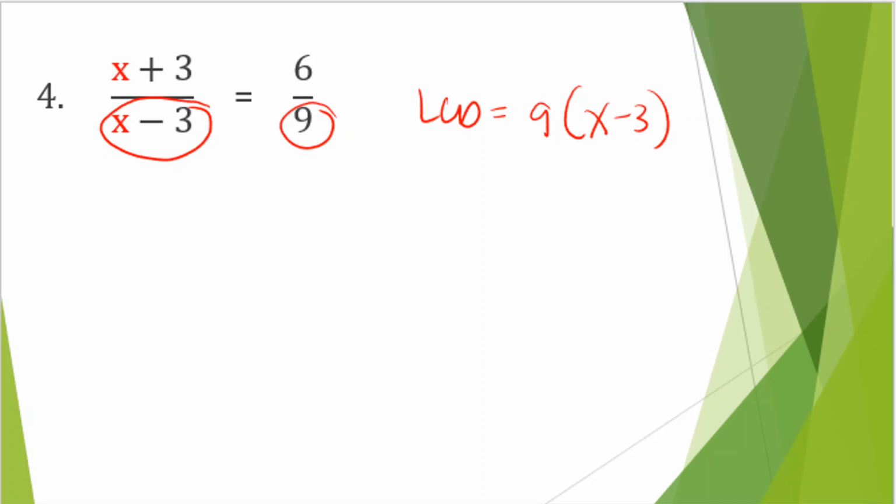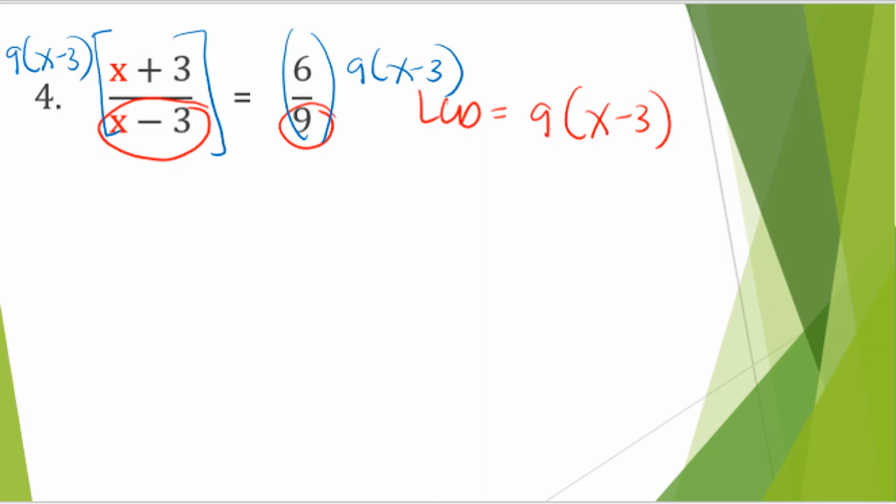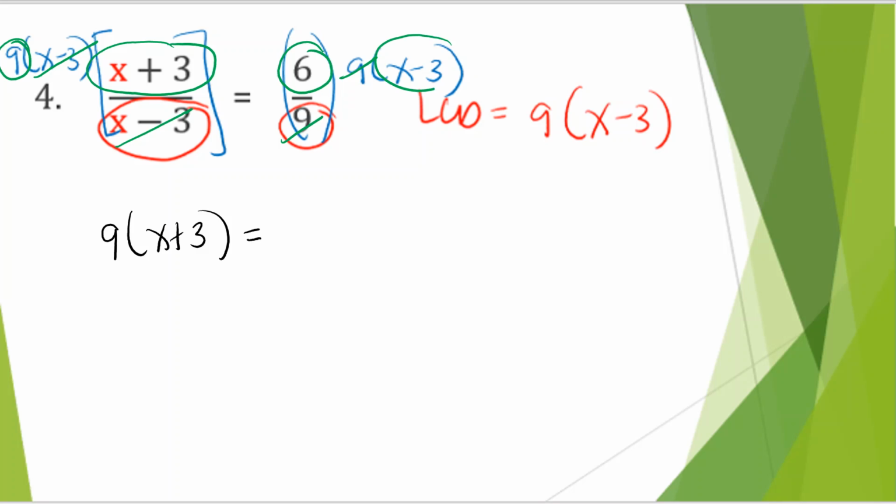The next step is to multiply both sides of the equation by the LCD, which is 9 multiplied by x minus 3. So we can cancel x minus 3 on the left side of the equation. So we have 9 multiplied by x plus 3 is equal to, we can cancel 9 on the right side of the equation. So we have 6 multiplied by x minus 3.